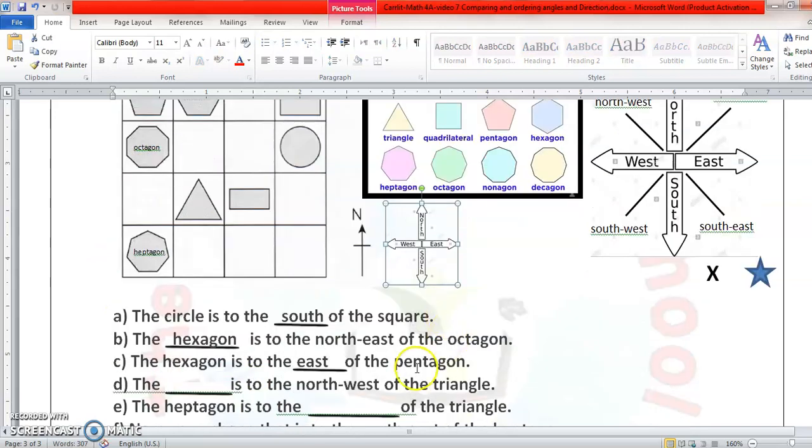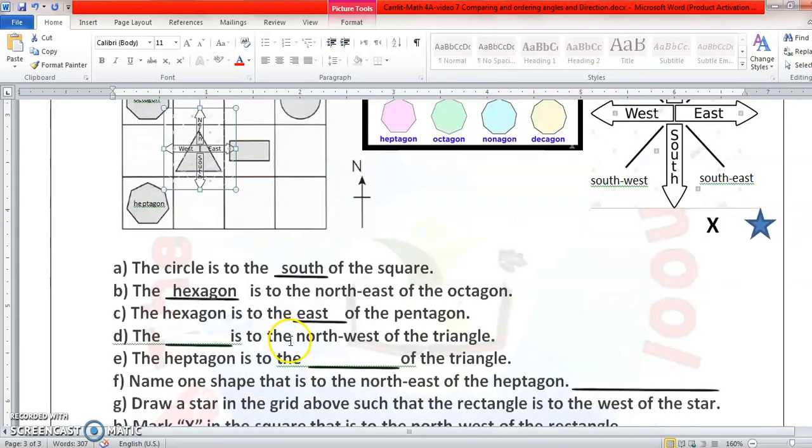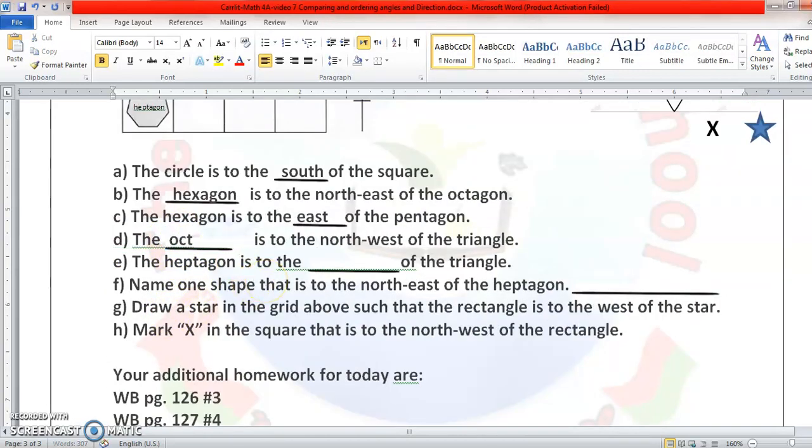Next. Question D. The blank is the northwest of the triangle. So, northwest. If this is triangle, what is the northwest of the triangle? Northwest, we know that here is the northwest. The northwest is the octagon. So here is octagon.